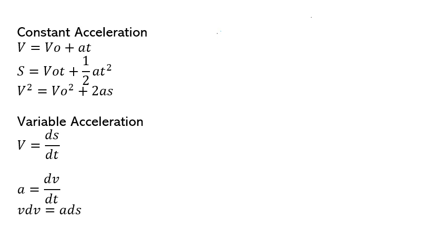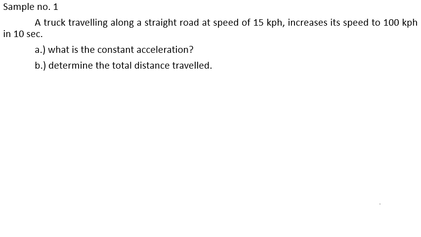So the next is an example. This is sample problem number 1 for rectilinear motion. A truck traveling along a straight road at a speed of 15 km per hour increases its speed to 100 km per hour in 10 seconds. What is the constant acceleration, and determine the total distance traveled.